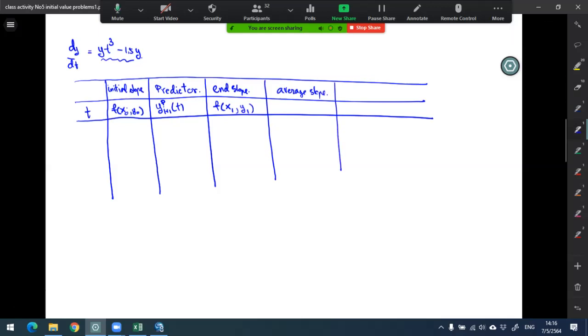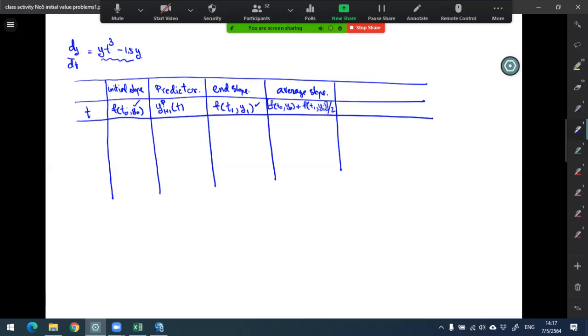So average slope comes from the average value of initial slope and end slope. Okay, sorry for this. This should be t. This comes from f(t0, y0) plus f(t1, y1), divided by 2. Okay, this is the average one.